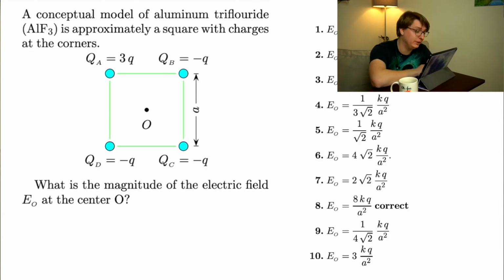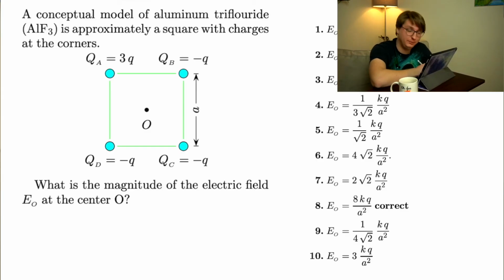A conceptual model of aluminum trifluoride is approximately a square with charges at the corners. What is the magnitude of the electric field E0 at the center O? We're going to do a little math, and maybe we won't be able to do this one so simply. I'm guessing the electric field is going to be pointing in this direction in the end, but we will find out. We will have to do the problem for ourselves.